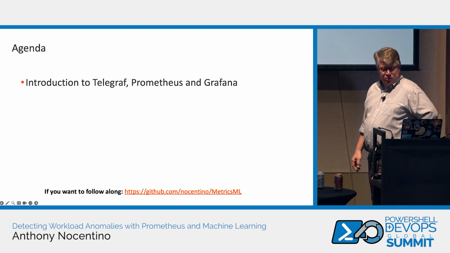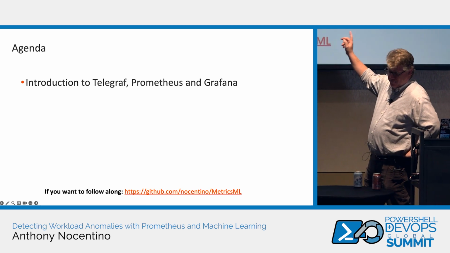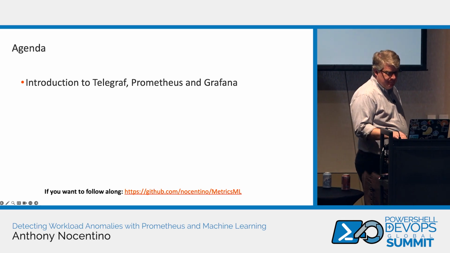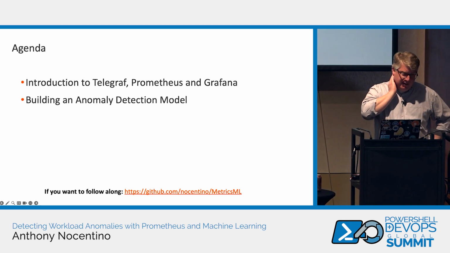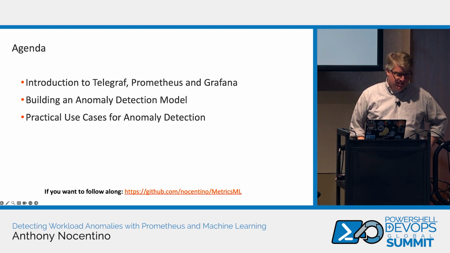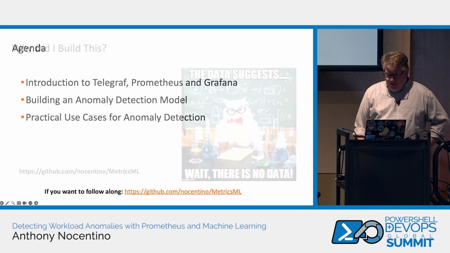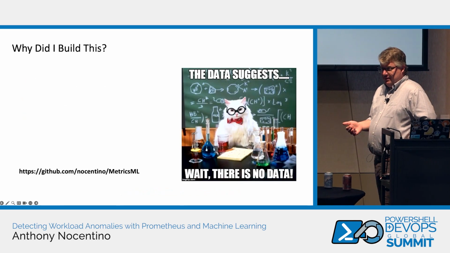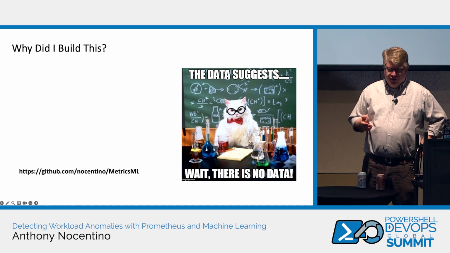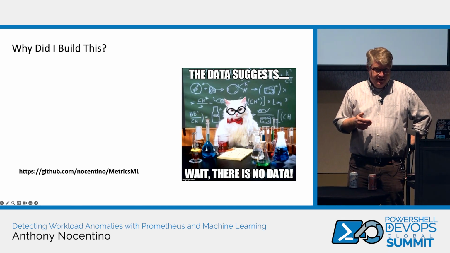So we're going to start off with what Telegraf, Prometheus, and Grafana are, and kind of the architecture behind that. And then we'll get into building an anomaly detection model with machine learning, and we'll talk about some practical use cases for this solution, right? And I think the biggest question is, why did I build this? Like, why do I want to use machine learning, other than like every earnings call talks about machine learning and AI, and it will help stock prices?